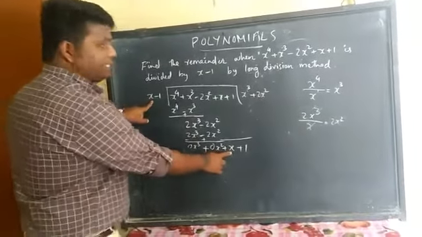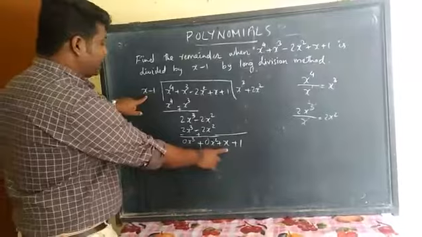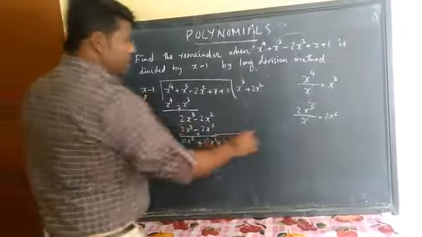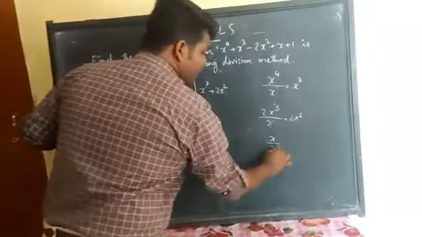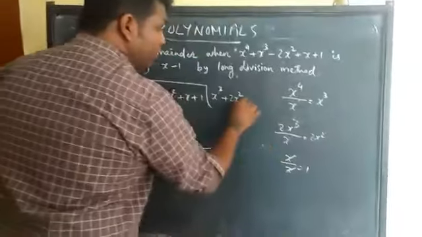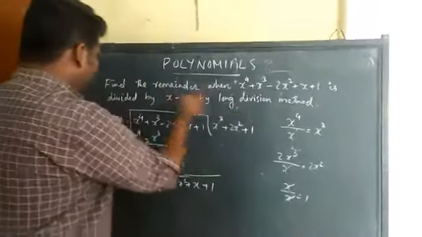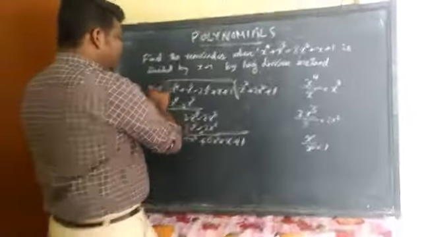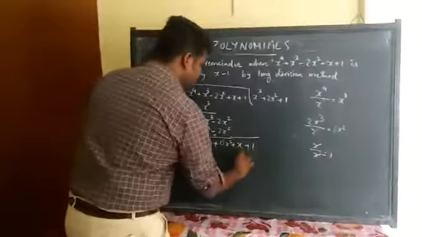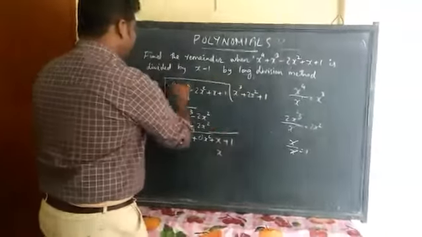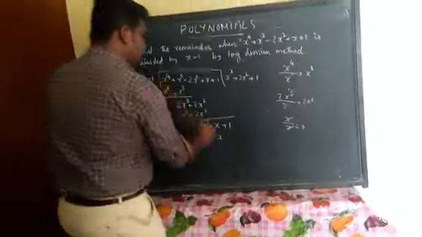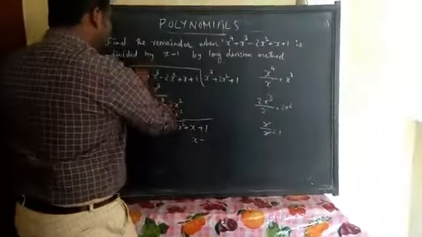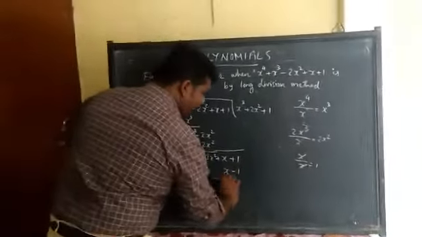And x divided by x, how much will you get? x divided by x, x और x कट हो जाएगा, 1 बचेगा. So we will write plus 1. So 1 into x, how much is it? It is x itself. Then plus into minus will become minus. 1 into 1 is 1 itself.